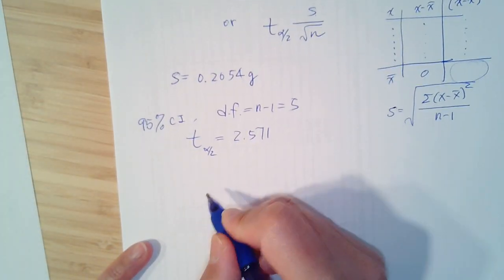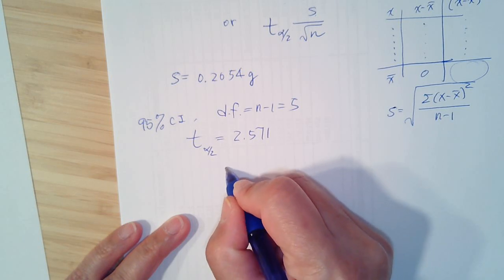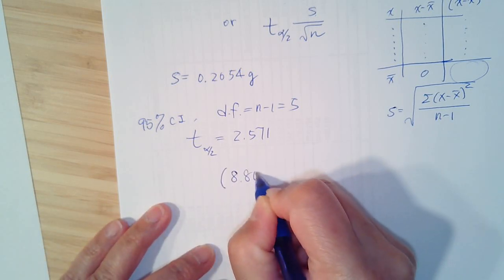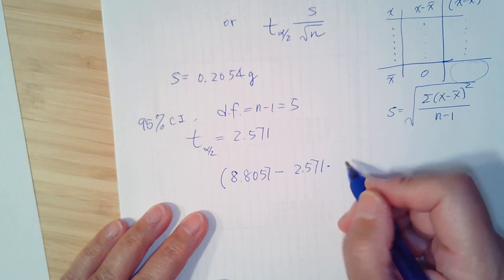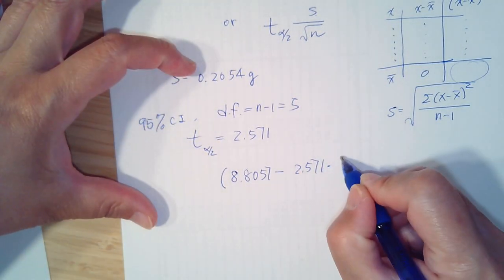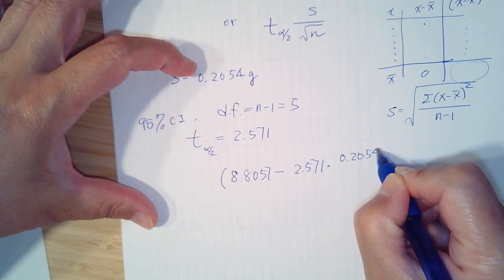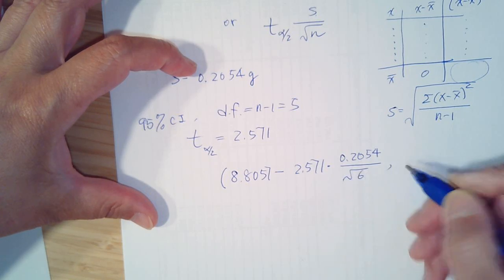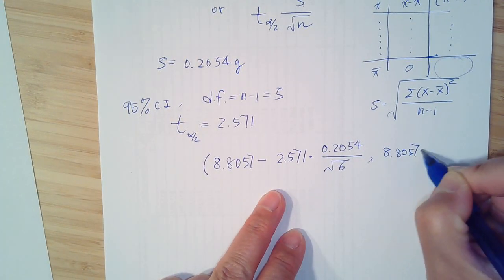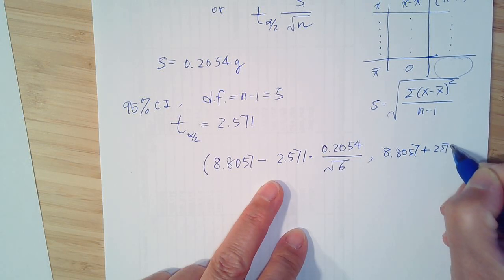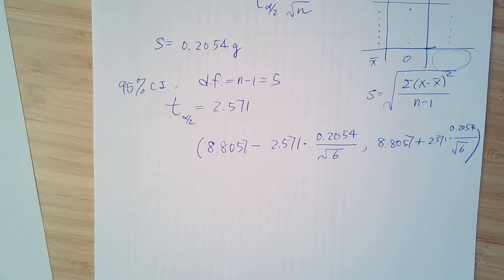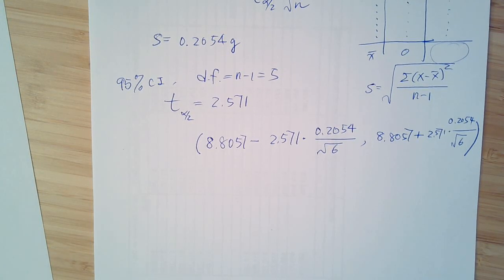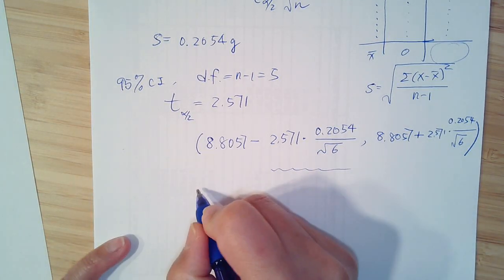Therefore, our 95% confidence interval is x bar minus E, and our x bar is 8.8057 minus 2.571 times S, which I already gave you, 0.2054 over root 6, and the other side is 8.8057 plus 2.571 times 0.2054 over root 6. Okay, it's a little complicated, isn't it? Or what you can do is calculate this much first, which is your E. Then you just use this minus E and this plus E.